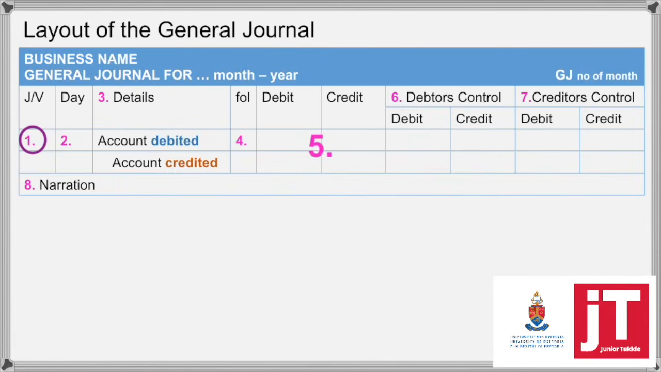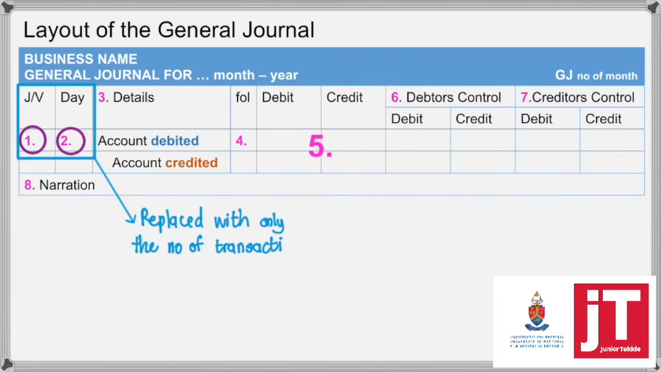So, if we look at the layout of the General Journal, first of all, number 1 refers to our journal voucher number. Then number 2 is the date. And sometimes these two columns are replaced with the number of the transaction column. So they merge it into one. Instead of having a journal voucher and a day, they just put the number of the transaction.